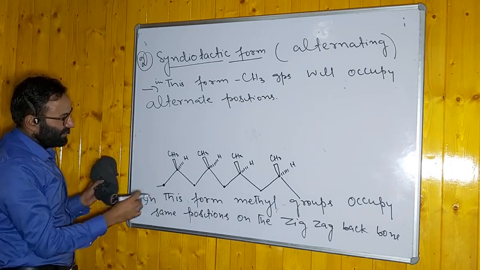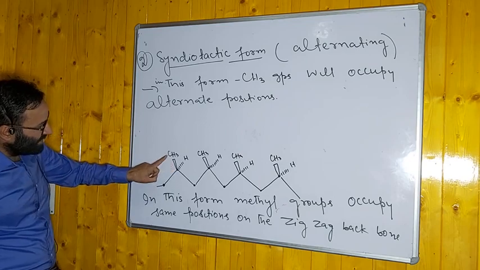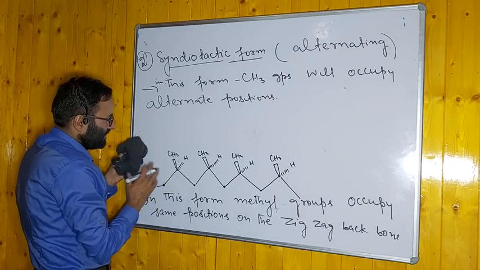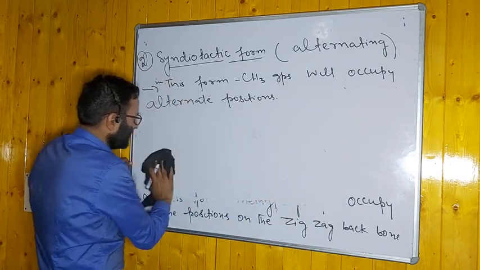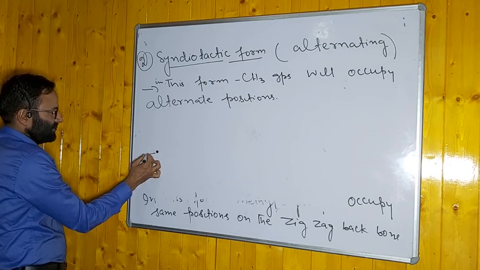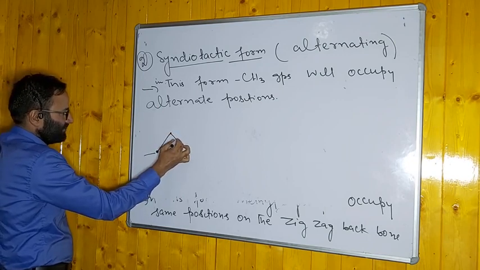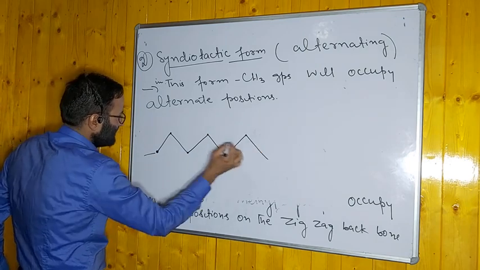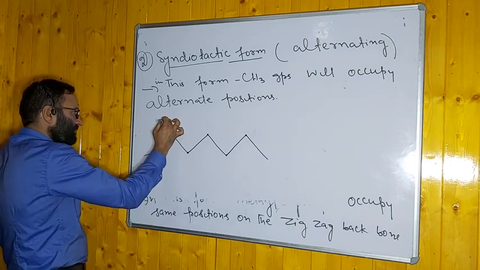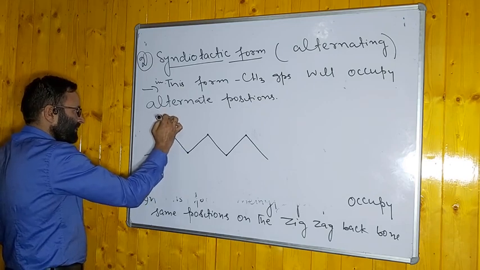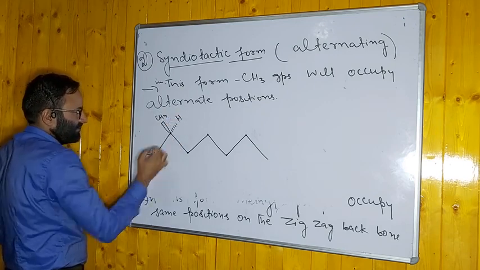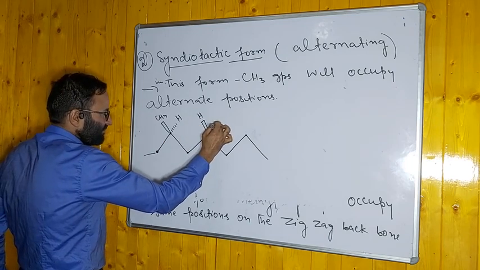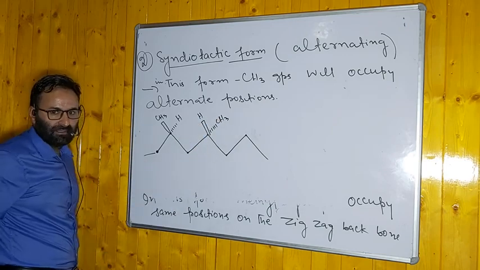The only difference will be that on this carbon the methyl group is above the plane, but on the next carbon it will be on the other side. I will draw it again. You have CH2, C, CH2, C, CH2, C. Here the methyl group is above the plane, hydrogen is below the plane. Here hydrogen will be above the plane, and the methyl group will be below the plane. This will be the case.